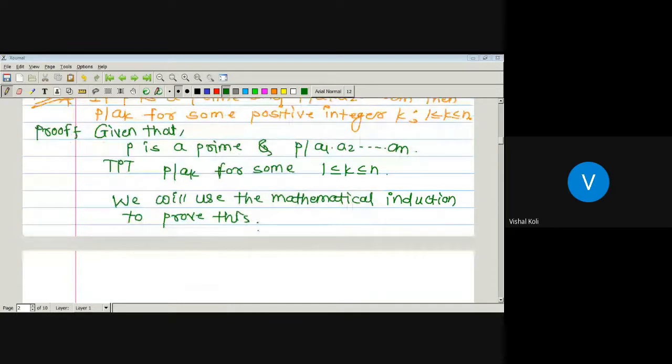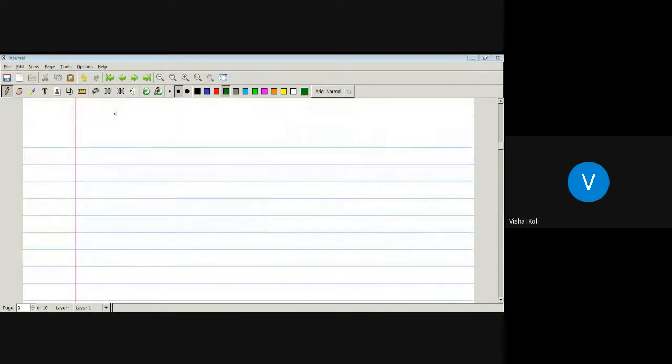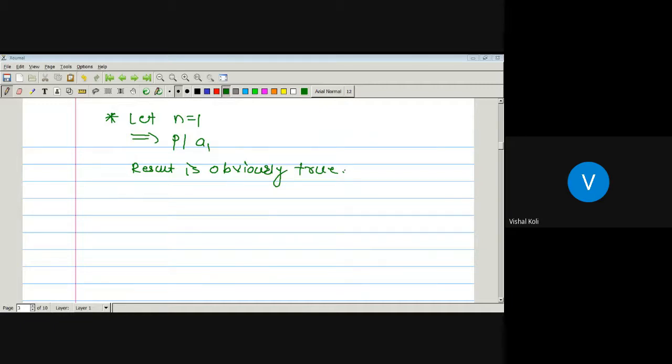Now, let n be equal to 1. First step, let n be equal to 1. It means there is only one term. If n is equal to 1, then P divides A1. Since P divides A1, A2 up to AN, whenever n is equal to 1, there is only one term, that is A1, and P divides A1. We have to prove that P divides some integer among these n integers. So here obviously P divides A1, which means the result is true.